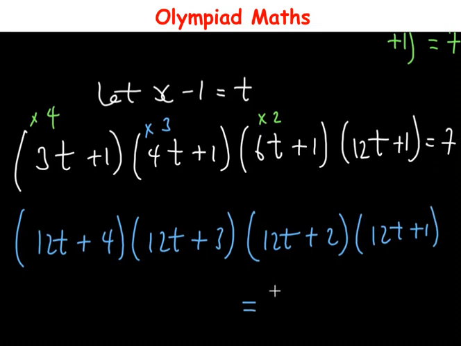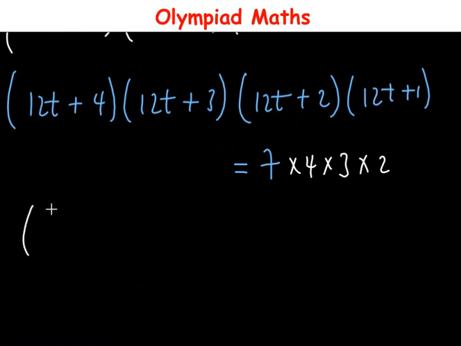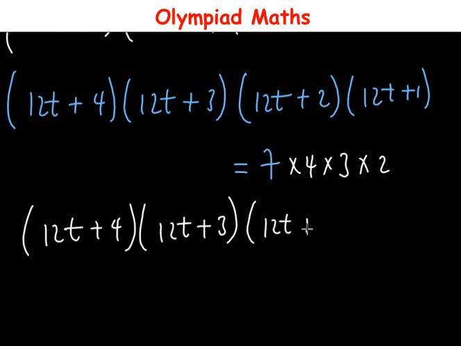So this equals 7. But since we multiplied this side of the equation by 4, 3, and 2, we are also going to multiply the other side of the equation by 4, then 3, and also by 2. So we have (12t + 4)(12t + 3)(12t + 2)(12t + 1), all of this equal to 7 times 4 times 3 times 2. The value is equal to 168.